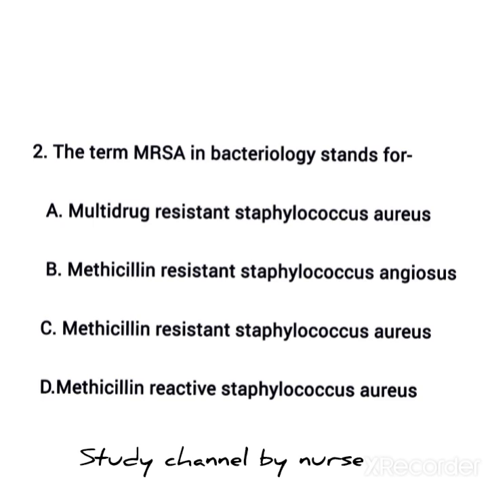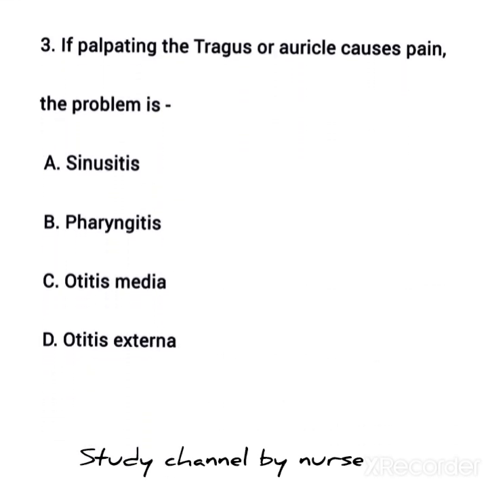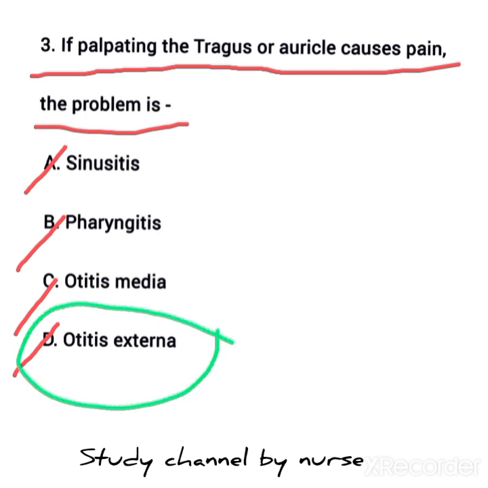Next question number 3. If palpating the tragus or auricle causes pain, the problem is option A sinusitis, option B pharyngitis, option C otitis media, option D otitis externa, and the correct answer is option D otitis externa.